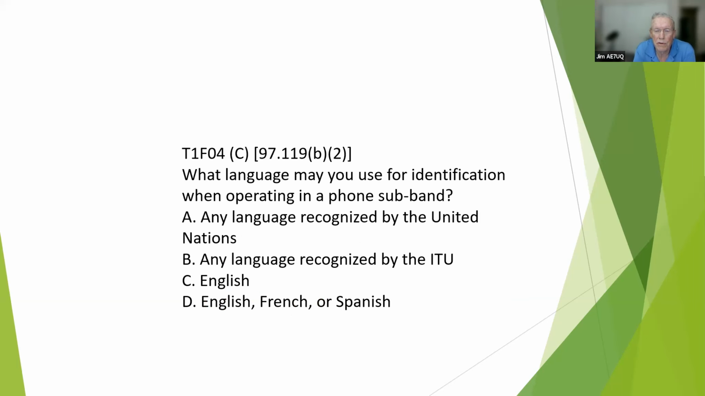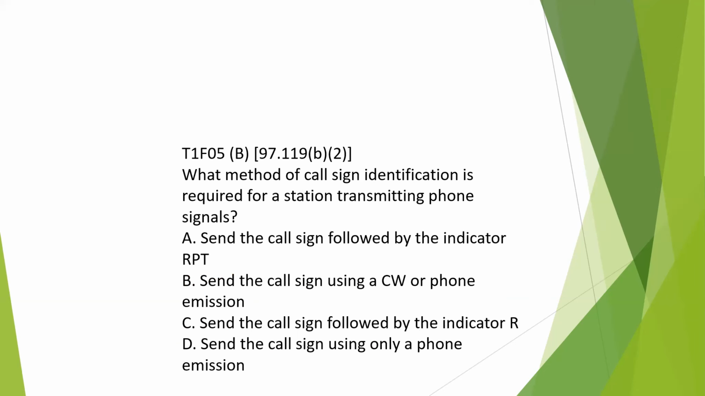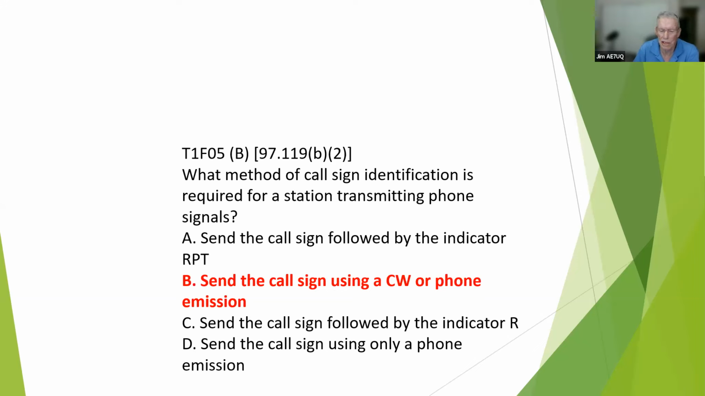What language may you use for identification when operating in a phone subband? Now keep in mind, these are US FCC rules: English. What method of call sign identification is required for a station transmitting phone signals? Call sign using CW or phone. CW is Morse code, so CW or voice, basically. Sending a call sign either way.